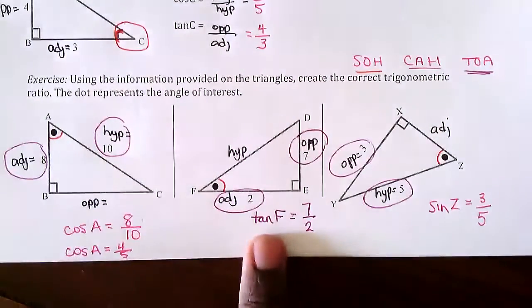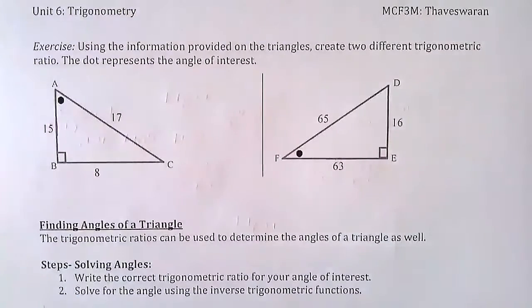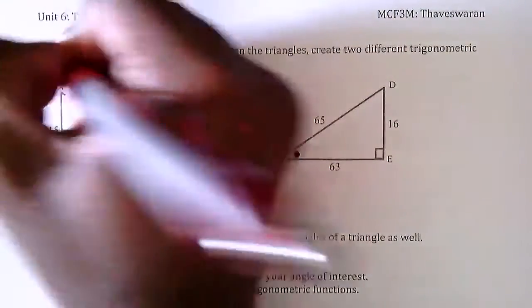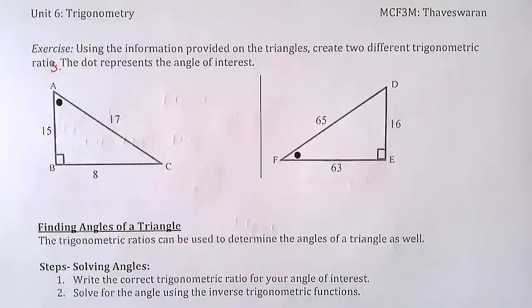Give me 2 seconds as I switch to the next sheet. So the next exercise, it says, using the information provided on the triangles, create 2 different trigonometric ratios. The dot represents the angle of interest. So same deal, but now we have been given all 3 sides. We're just going to write 2 of the 3 trigonometric ratios, up to you what you want to do.